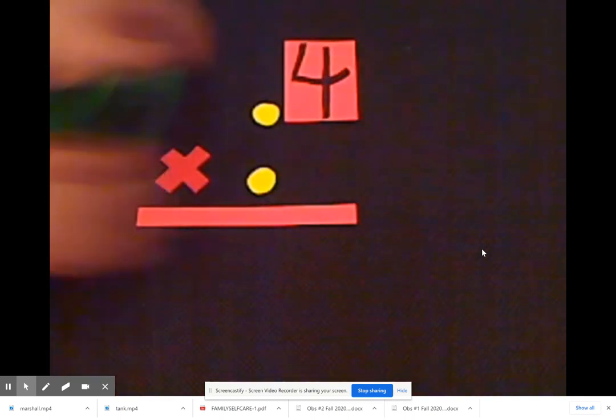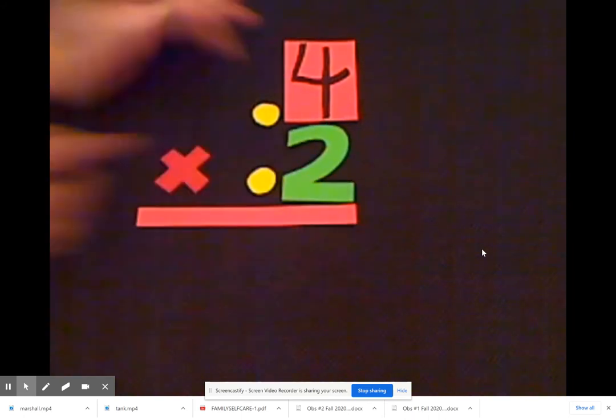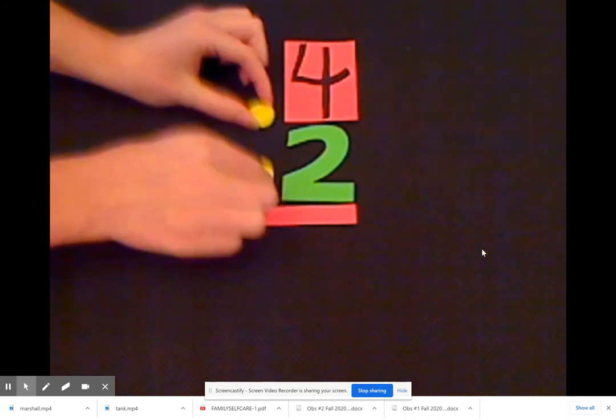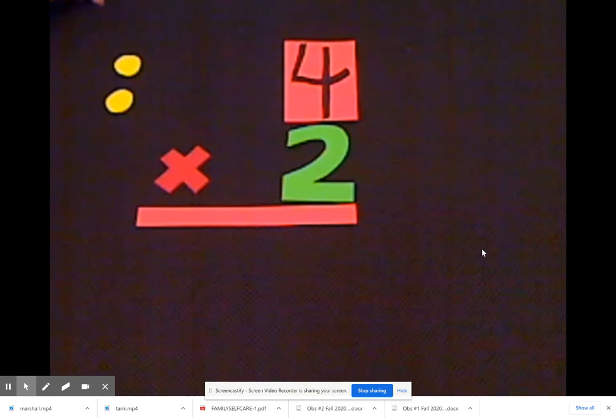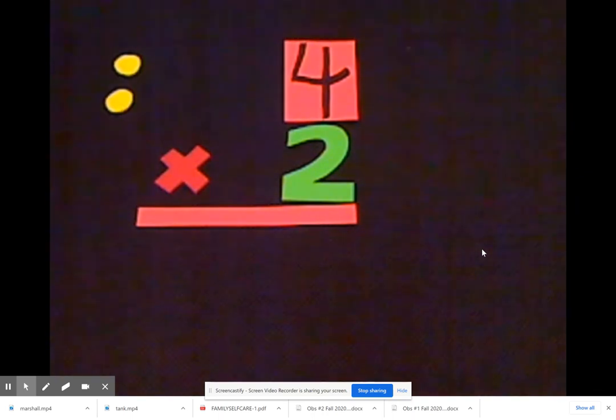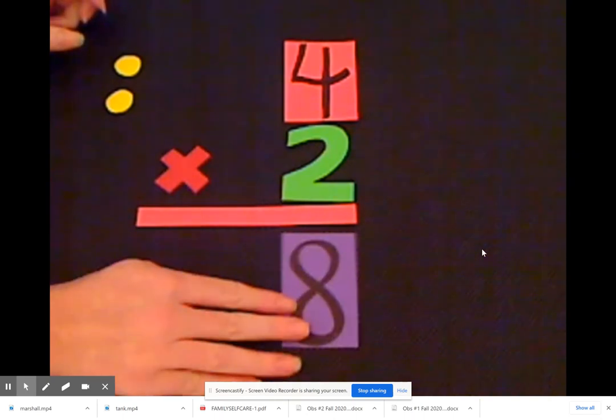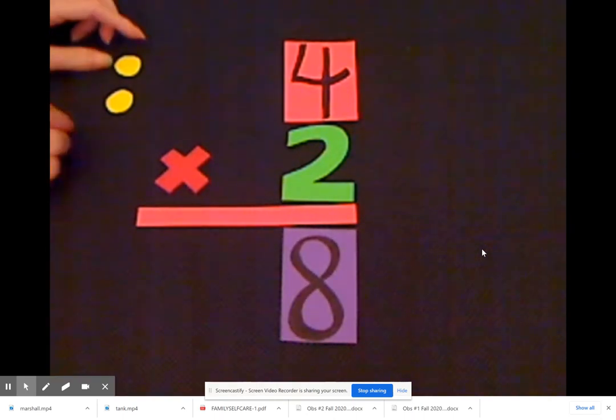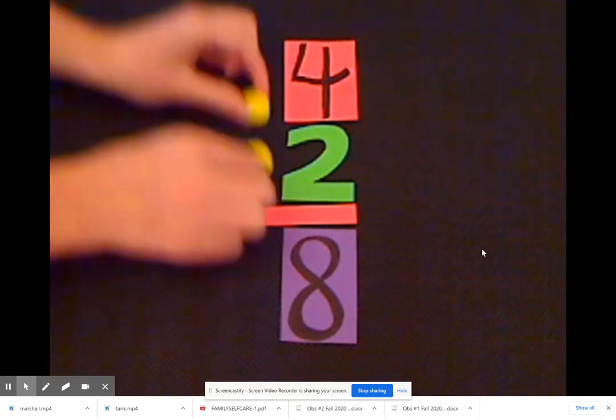So this time, let's do 0.4 times 0.2, or 4 tenths times 2 tenths. Do the same thing. We'll think of this as just 4 times 2 with no decimal points. 4 times 2, we know, equals 8. So we can go ahead and place that right down there. Now let's figure out where the decimal point goes.